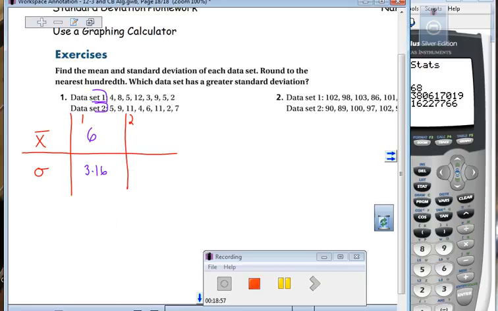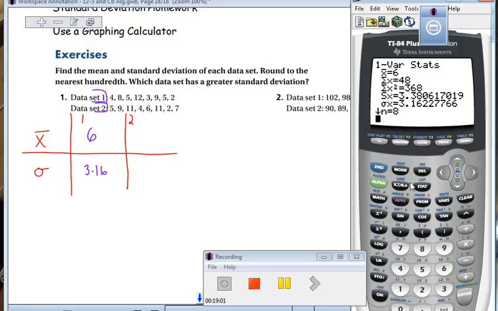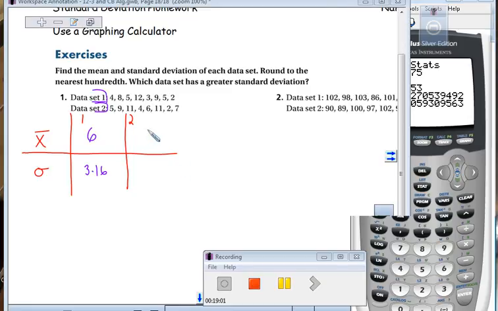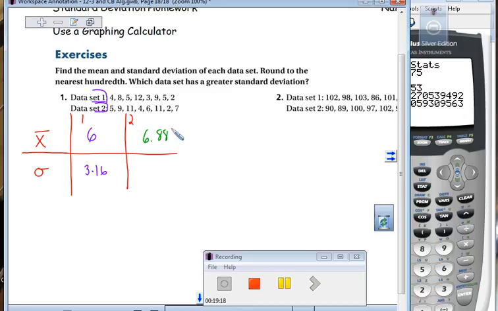Now I want to do my second data set, and I already typed it in, so then I'm going to hit Stat, Calculate, and I want variable stats, and now my data is in list 2. So I have to hit second 2 for my list 2. And then I get an X bar of 6.88 and a standard deviation of 3.06.